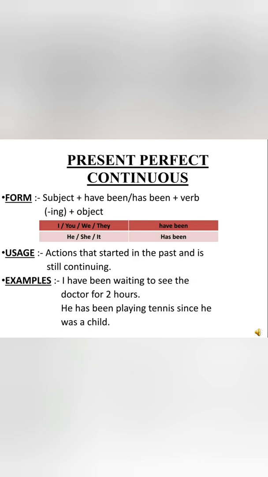Now children, remember one thing: you cannot say "I am waiting to see the doctor for 2 hours" or "he is playing tennis since he was a child." If you say these, it is incorrect, because when we mention an amount of time, such as when we say for or since, we cannot use only the continuous. We have to use present perfect continuous.